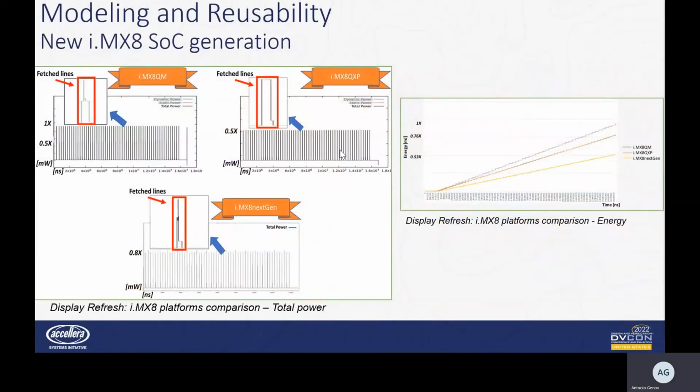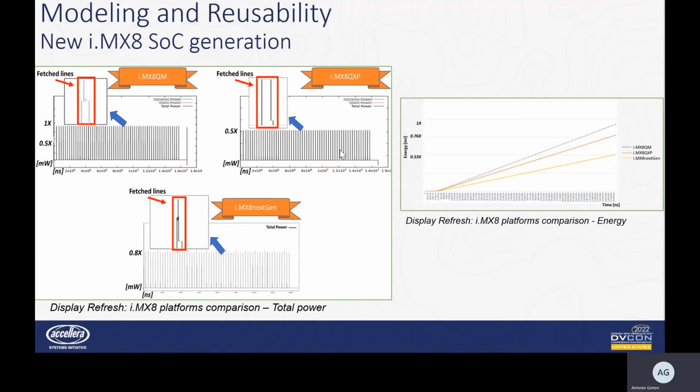On this slide, we show a comparison between the power results for the three platforms. We can see the increased performances and lower power consumption of the new generation platform compared to the previous ones. On this figure, we can see that the transactions execution is almost 2 to 3 times faster in the new generation platform than that for the other two platforms.